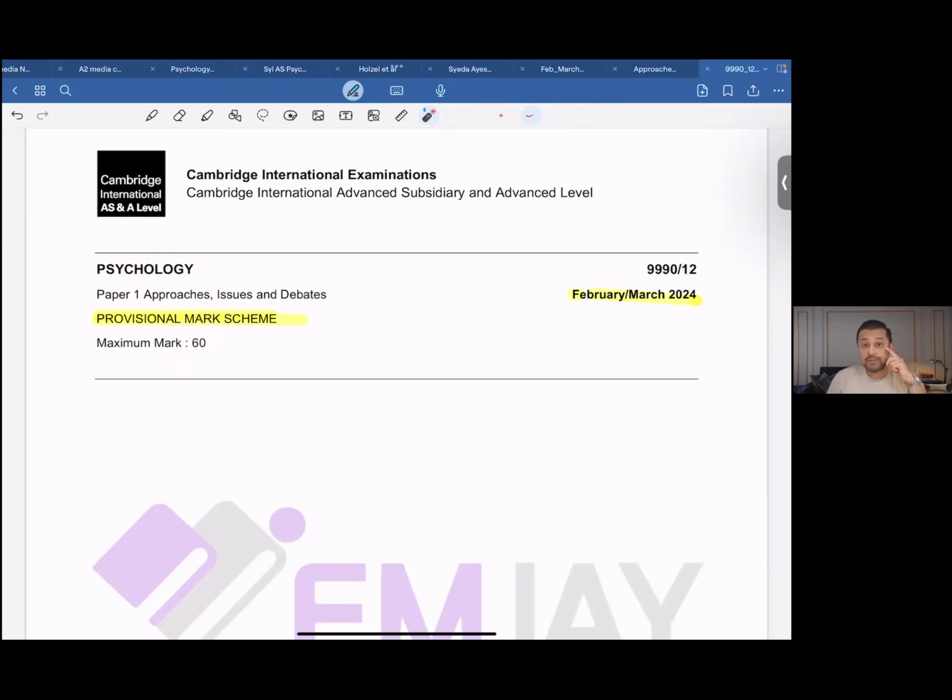Now, a quick reminder, paper one is on approaches, issues, and debates. Paper one is of 60 marks, just in case someone does not remember, and you get 90 minutes, that is an hour and 30 minutes to attempt your paper. That, in other words, means you get 1.5 minutes per mark to write for a particular mark.